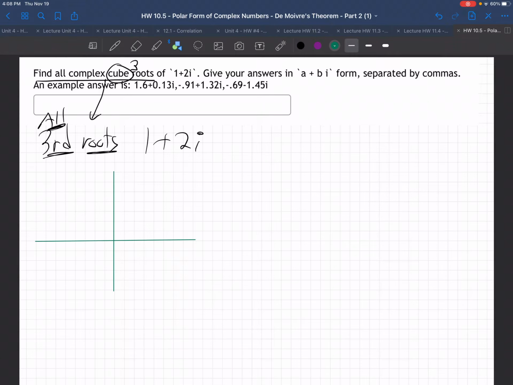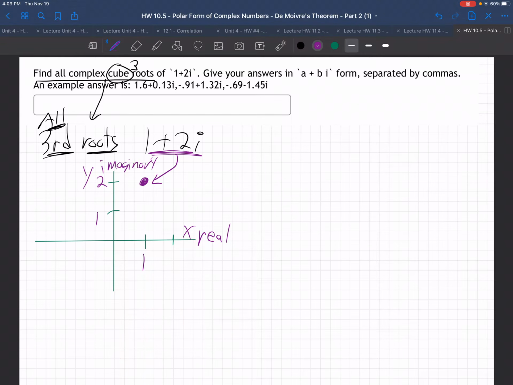So the point is, I'm going to go by bigger marks here. It says it's over 1 and up 2, right there. Remember, this is the real axis. The x-axis is the real, and the y is the imaginary. So this is the point right there, because it's over 1 up 2i. So 1 plus 2i is right there.